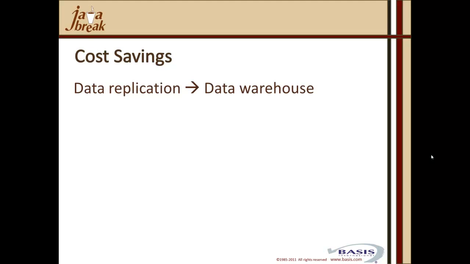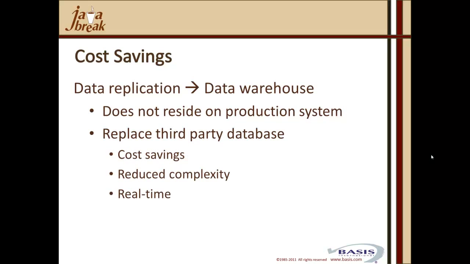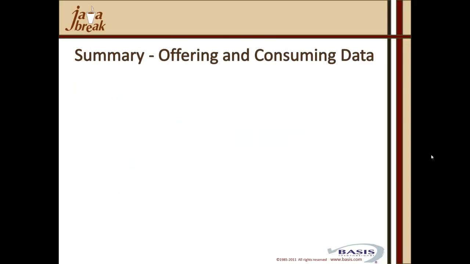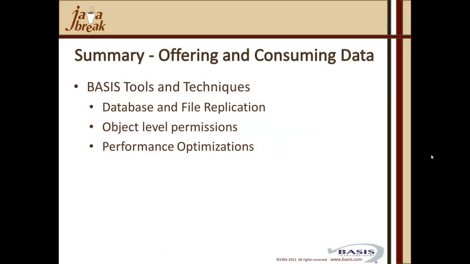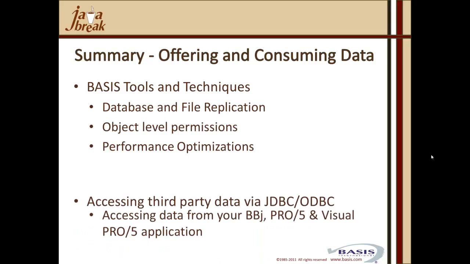Currently, maybe you're replicating data to some third-party database and putting it in a separate data warehouse. This can reside on a separate system. It can utilize BASIS technology, giving you significant cost savings and reduced complexity. It gives you access to data real-time, not in a batch type download of the data to a third-party database. Your BASIS tools and techniques are available for database and file replication. The object level permissions give you that granular control, and you see the performance optimizations to make sure that never again are your users concerned about the performance of accessing that data.